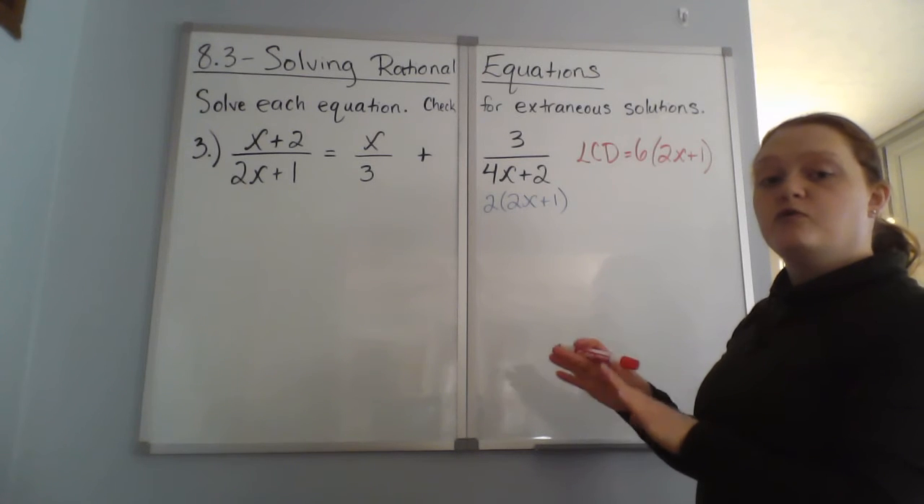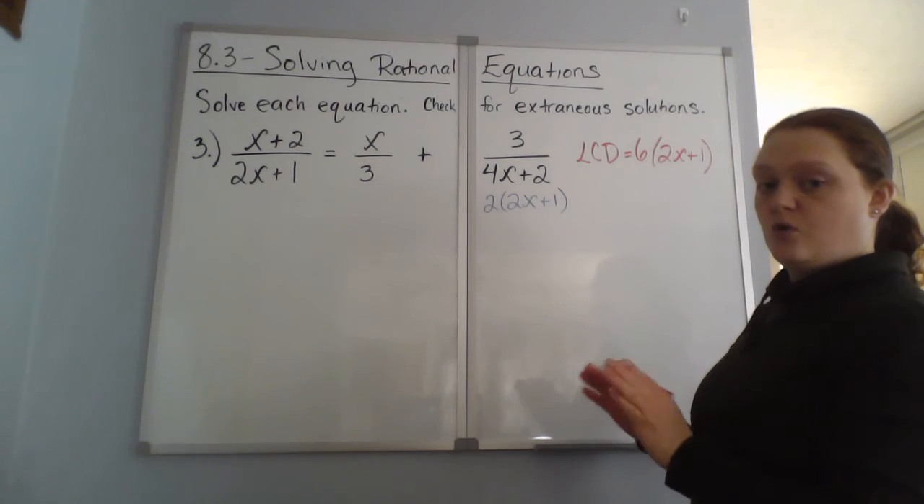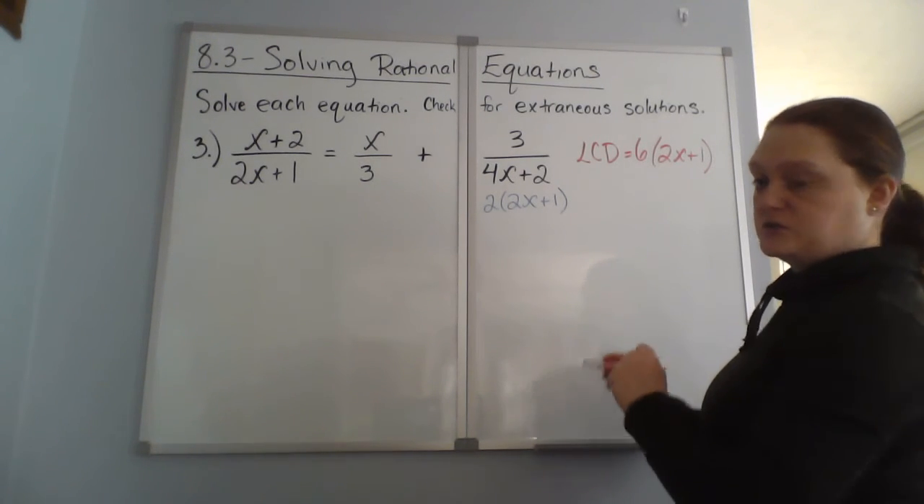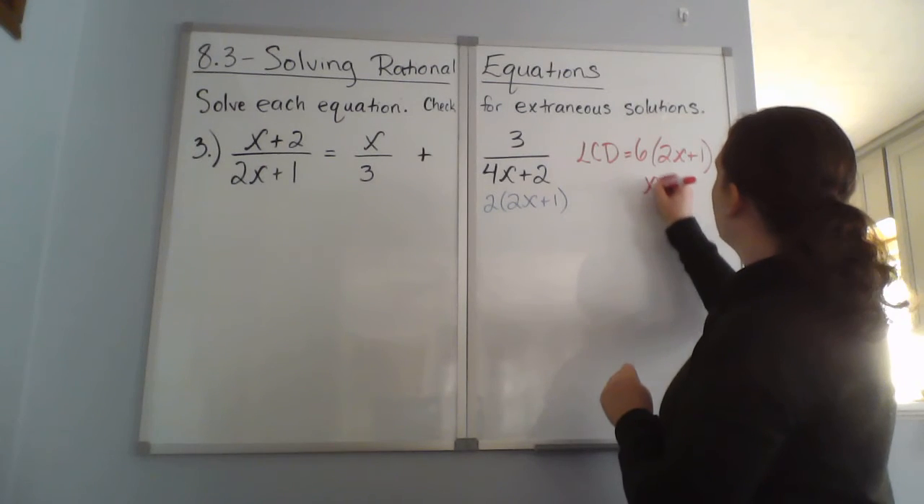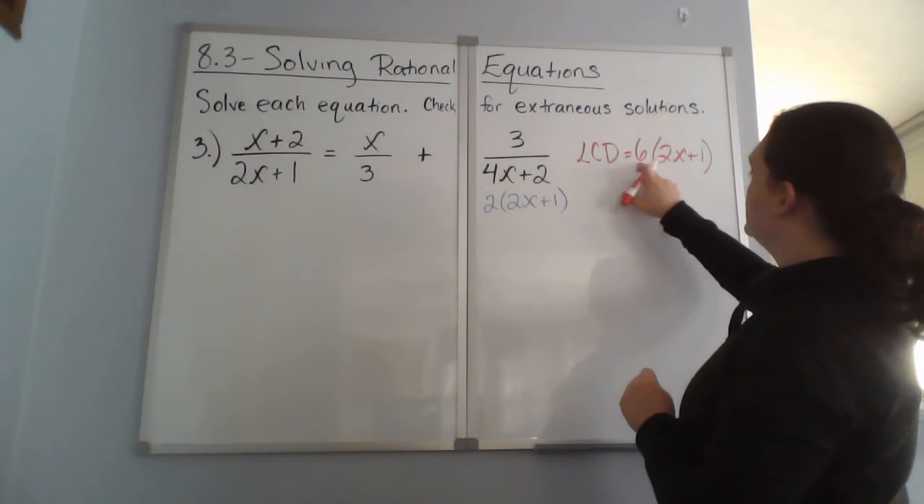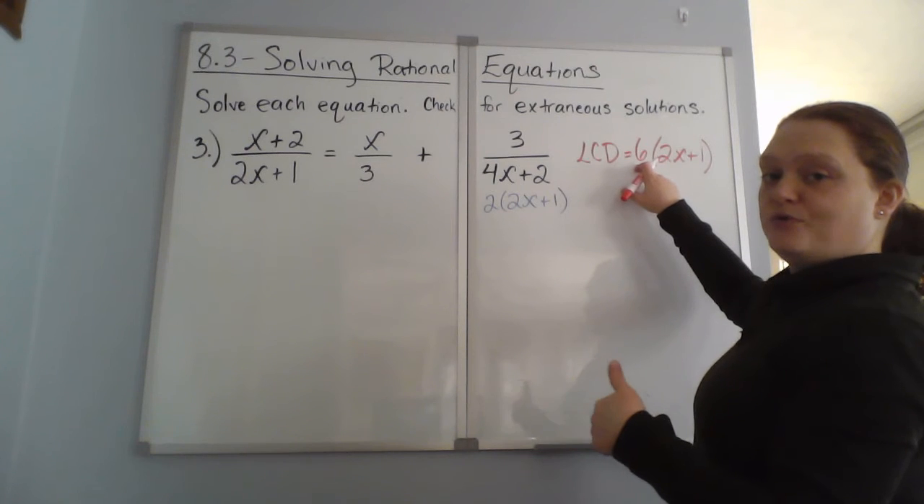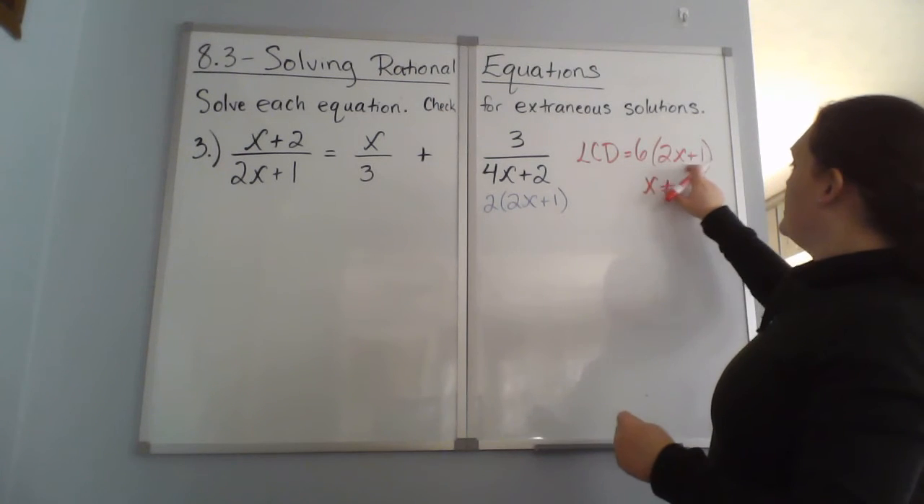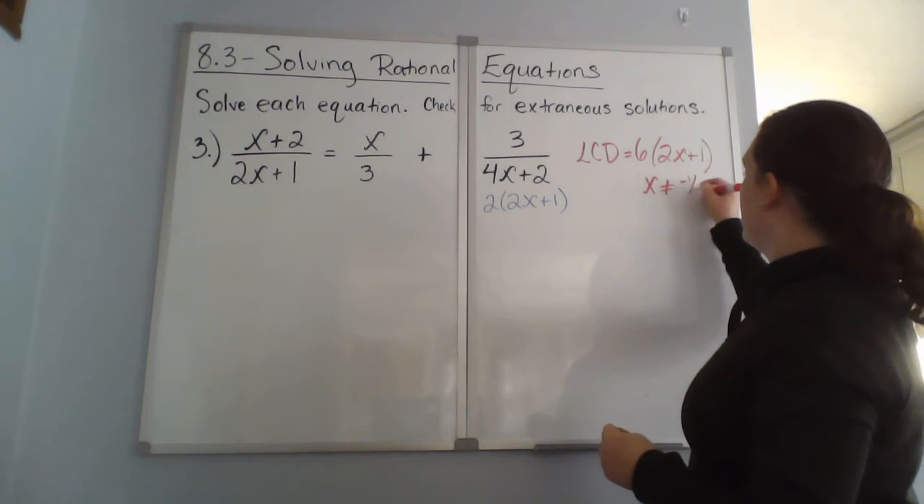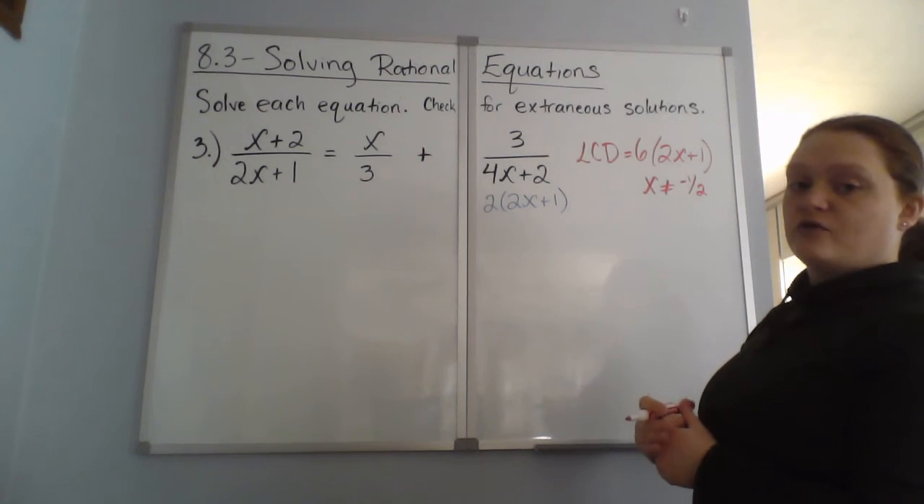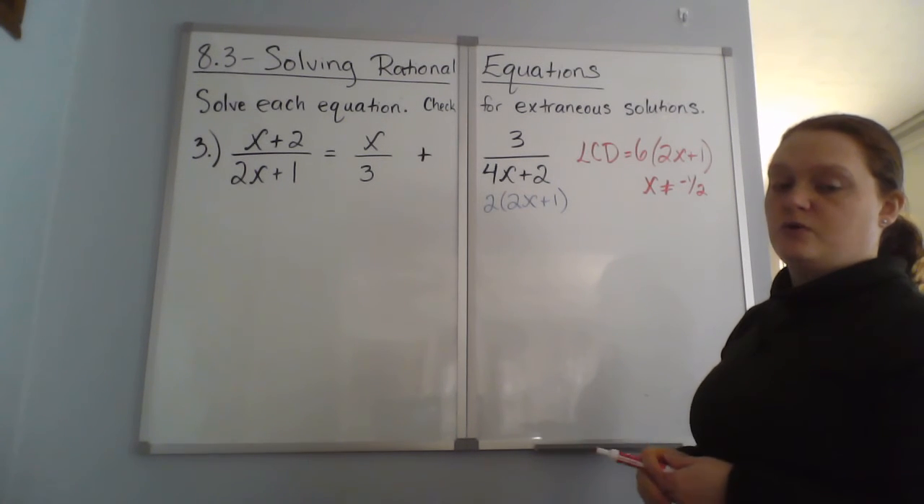Before we move on, let's say what our domain restrictions are so we know what numbers we're not allowed to have for final answers. So x cannot equal, well, 6 doesn't have a variable in it, so we don't need to worry about that. But right here, we get x equals negative 1/2, and that's a number that we cannot have for a final solution because it would make the original equation undefined.